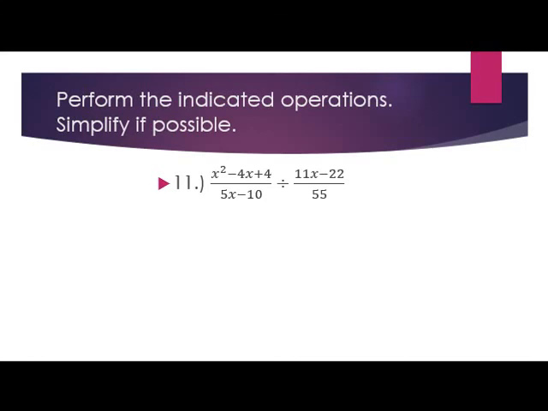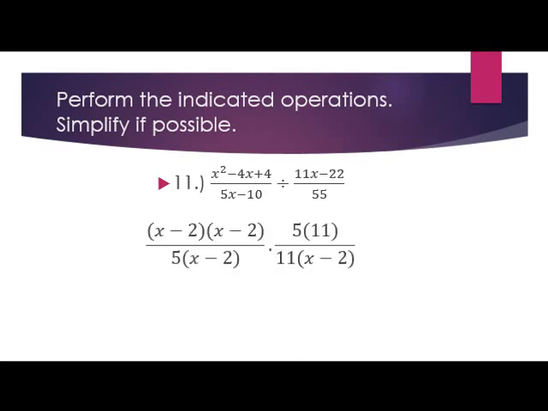To factor everything and flip the second one over at the same time. So the top left factor is x minus 2 times x minus 2, the bottom left 5 times x minus 2. Then I have 5 times 11 on the top because I'm flipping it over, and on the bottom 11 times the quantity of x minus 2. Notice that absolutely everything in this whole problem cancels. You'll find that happening once in a while. And that means the final solution is just equal to 1. Remember, never 0, always 1 when everything cancels.